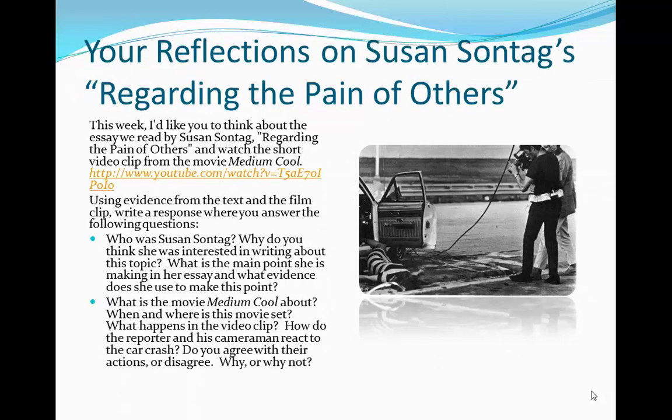Next, we're going to be doing our active reading journal on Susan Sontag's essay regarding the pain of others. You're actually going to be reading the essay first, actively reading. That means asking questions in the margins, underlining words you don't understand and looking them up, just like we went over last week.